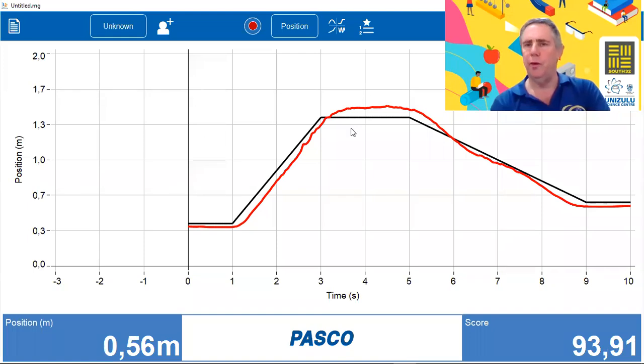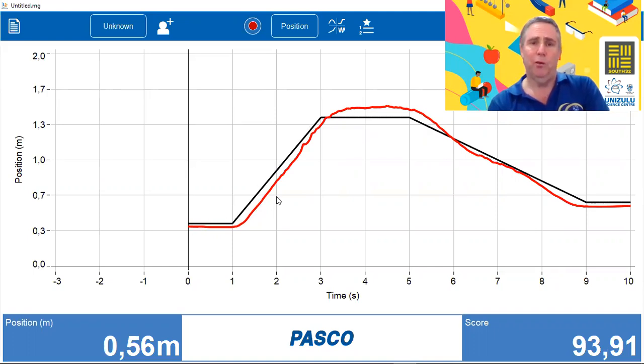So what you can see very nicely here is the difference between the black line, which is a theoretical line, and the red line, which is the experimental one. See, the black one has got very sharp turns. The red one has got rounded turns. In reality, it's impossible to make those sharp turns. You see, the curve there shows that it took me a while to accelerate up to speed.